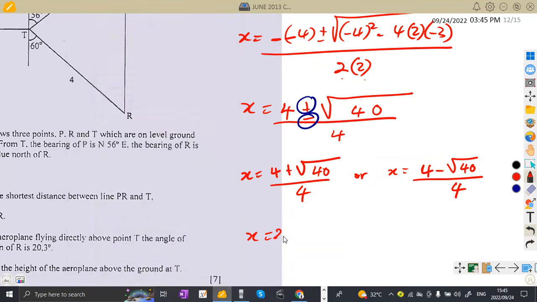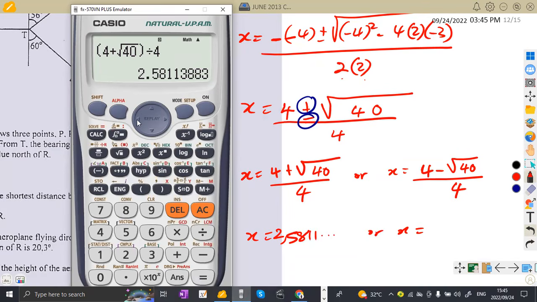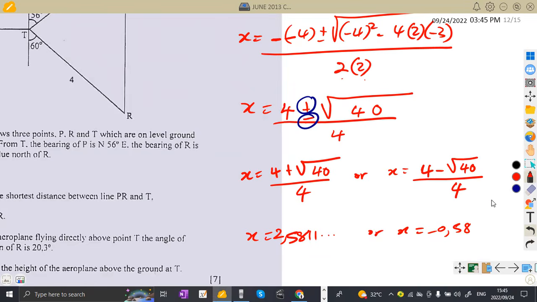So the first x is going to give us 2.5811, something like that. Or x is equal to, we move on to the minus, so you just have to put a minus there. You just delete that and put a minus, which is going to be negative 0.58, something like that.